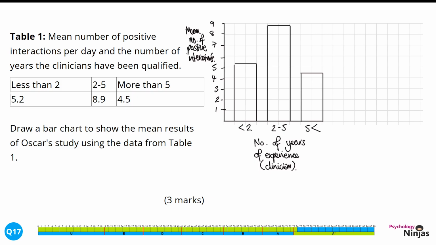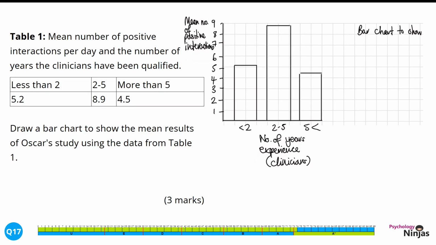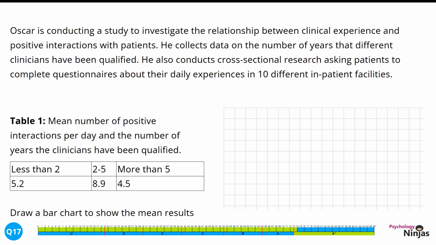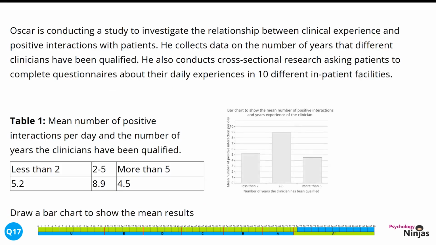And finally, we need to give our whole graph a title. So we're going to say bar chart to show. And we need to put both our IV, and that completes our graph, and also our DV, which completes our graph. Here's one I prepared earlier.